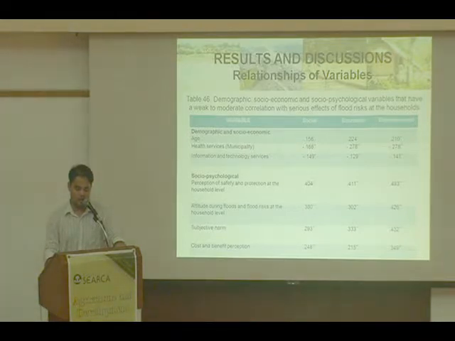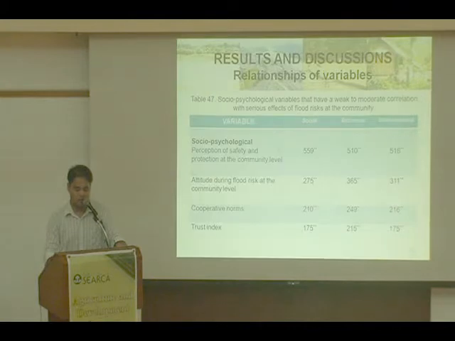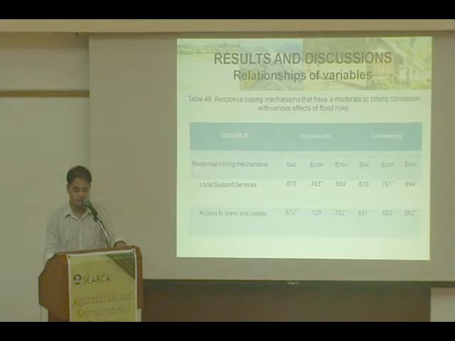In terms of social psychological factors, perception of safety and protection at both household and community level was also found to be associated with serious effects of flood risks. Subjective norms, cost and benefit perception as well, and cooperative norms and trust index as well. In terms of response coping mechanisms, local support services such as access to relief and provision of some materials for recovery were also found to be associated with their perceived serious effects of floods and flood risks.